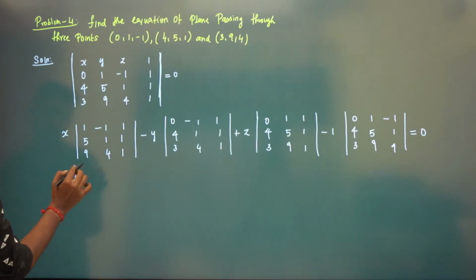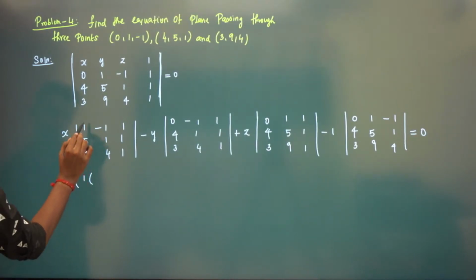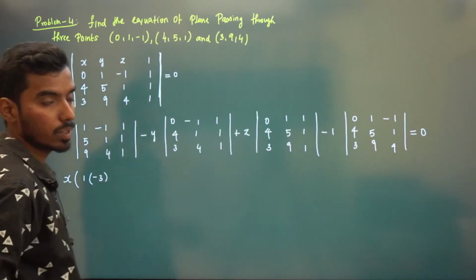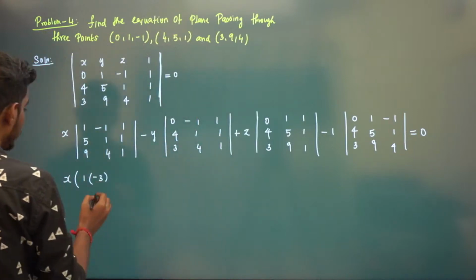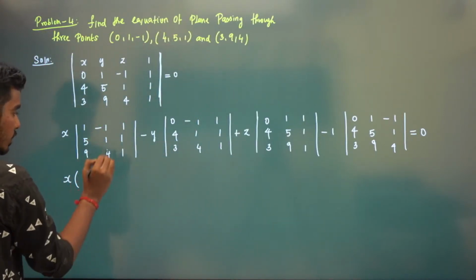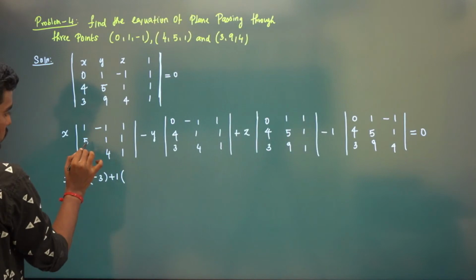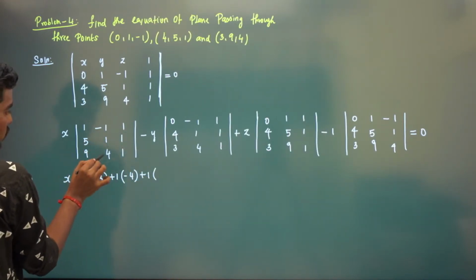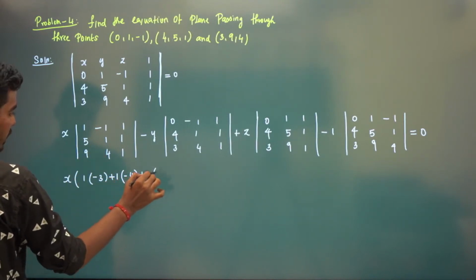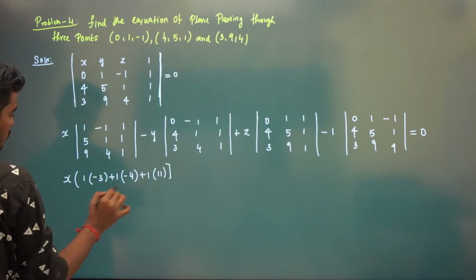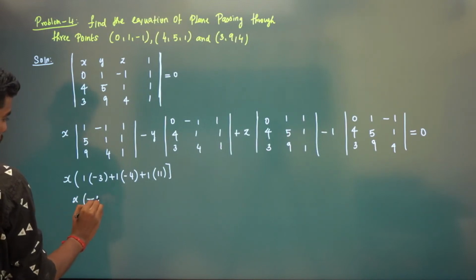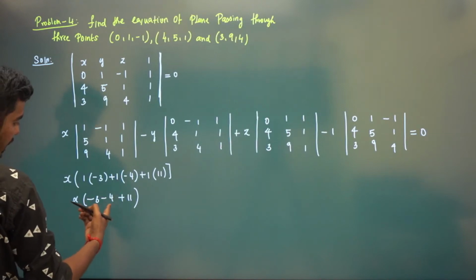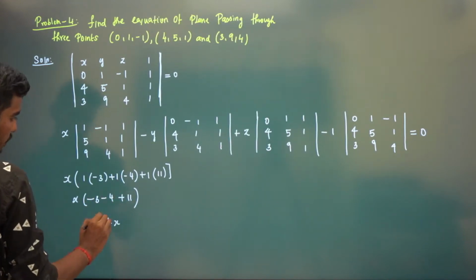So we have x into, so 1 into this column, this row. So 1 minus 4. In between you should have minus, right? So 1 minus 4 is minus 3. Second term should be minus, but here you should have plus 1. So 5 minus 9. 5 minus 9 is minus 4, plus 1 into 20 minus 9, which is 11. So we have x into minus 3 minus 4 plus 11, so minus 7 plus 11. So we will have 4x.